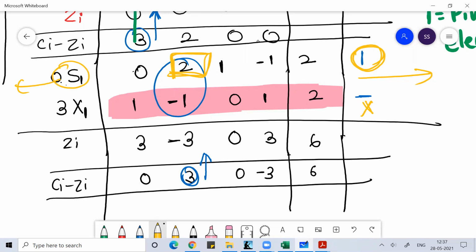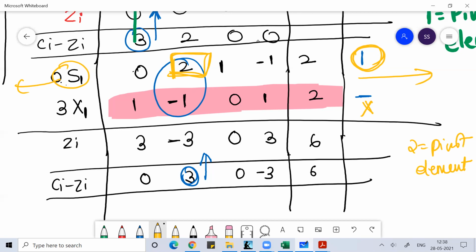The point of intersection of the row and column, this corresponding value, we call it the pivot element. So now S1 will be replaced by X2.